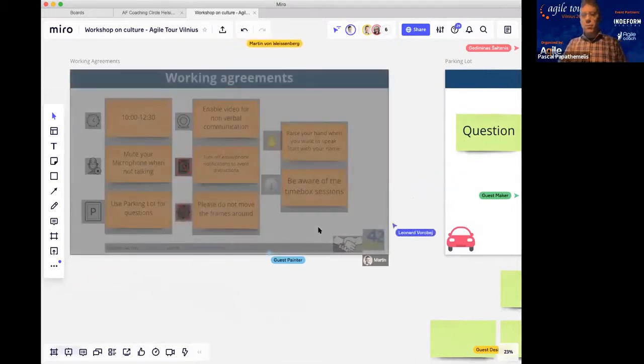Any questions about those working agreements? Is there something missing?